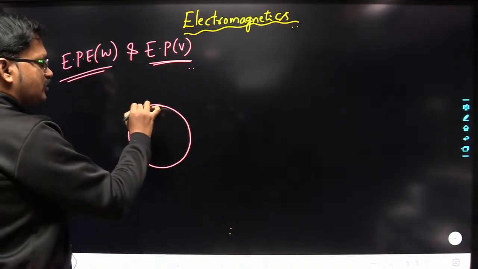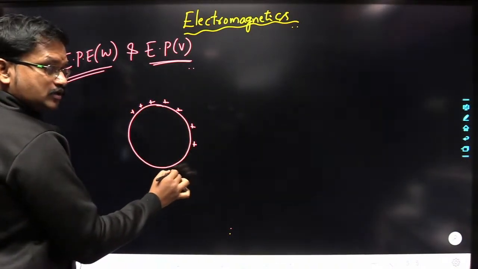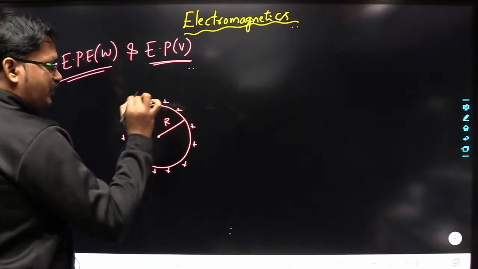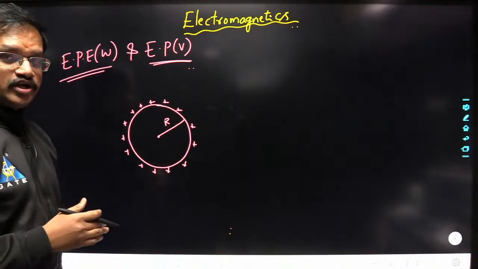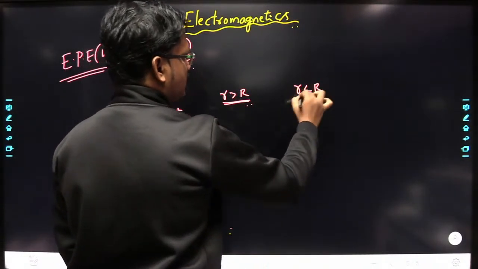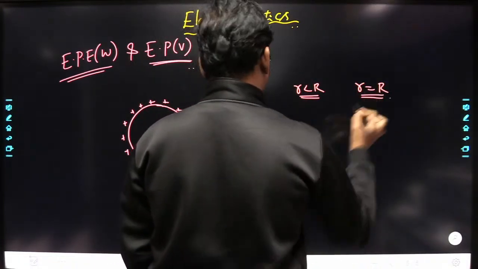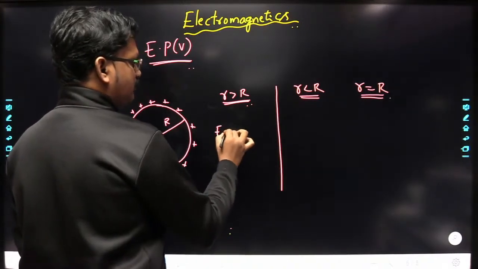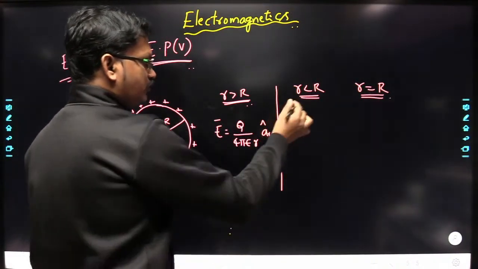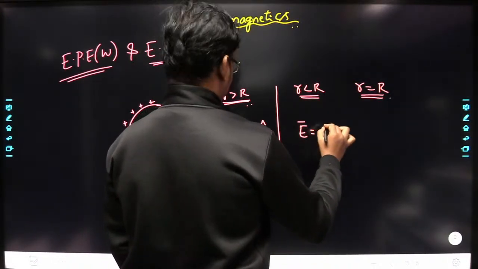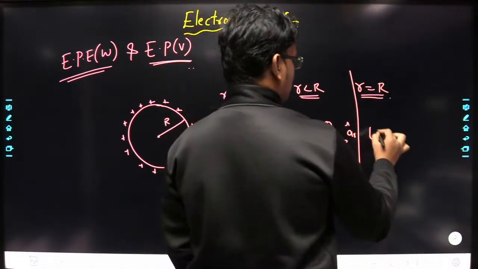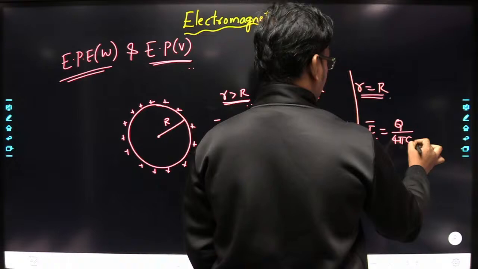That means if the charge is distributed uniformly on the surface of the sphere of radius capital R, we try to determine the potential in all the regions: for r greater than capital R, for r less than capital R, and for r equal to capital R. For r greater than capital R, we got electric field E equal to Q by 4 pi epsilon r squared, a_r cap. For r less than capital R, we got E equal to Q by 4 pi epsilon capital R, a_r cap. For r equal to capital R, we got E equal to Q by 4 pi epsilon capital R, a_r cap.